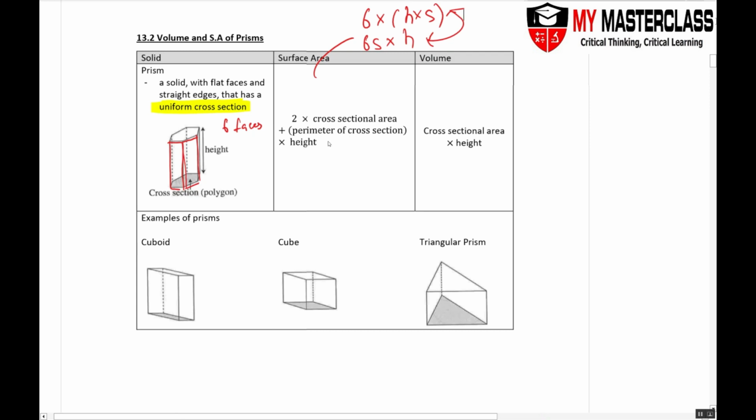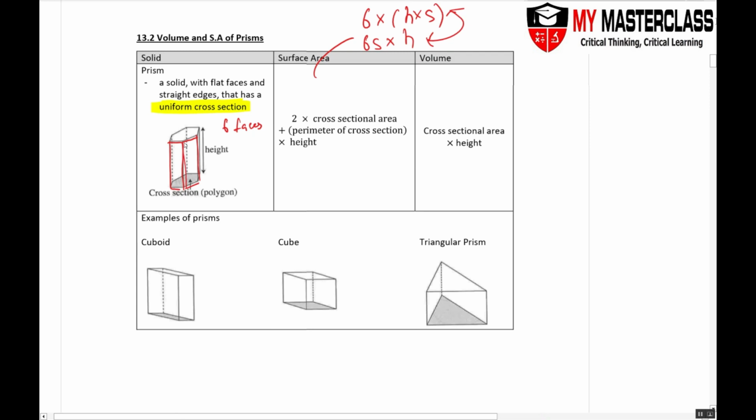If you are confused, it doesn't matter, you don't have to use this, because sometimes in exams the questions have different scenarios. Just look at the faces individually, and if they are the same, just multiply by the number of times that you have, which is the first method I did. Not all the time you have to use this formula here. Next, volume, very straightforward, just cross-sectional area times height.